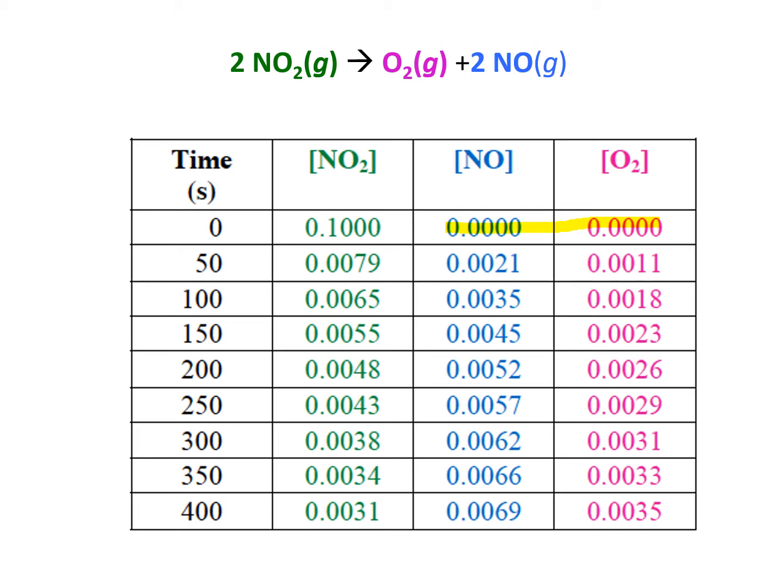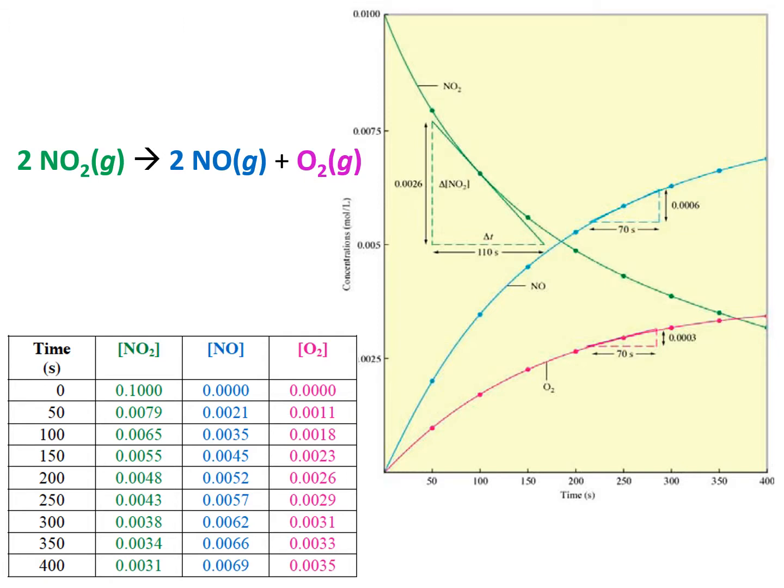The concentration of the nitrogen monoxide is always twice as big as the concentration of the oxygen. And this is because there is a coefficient of 2 in front of the nitrogen monoxide. So every time I'm forming 1 molecule of oxygen, I'm forming 2 molecules of nitrogen monoxide. So I could graph these numbers, right, and make a graph out of it, and that's how it would look like. So we see some interesting things.